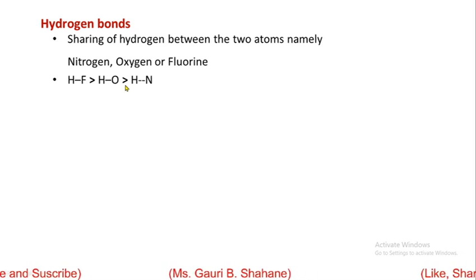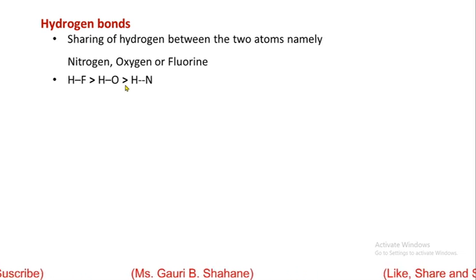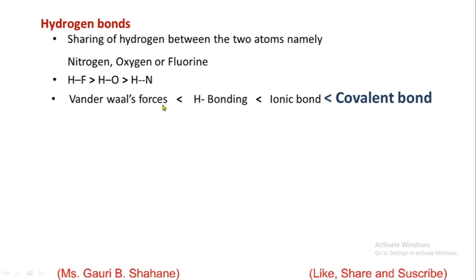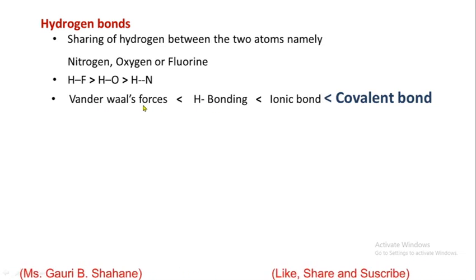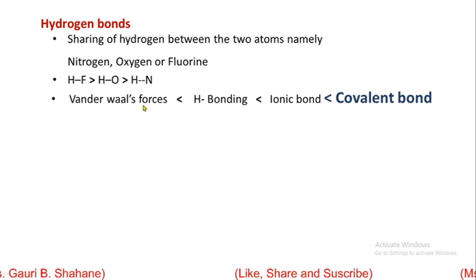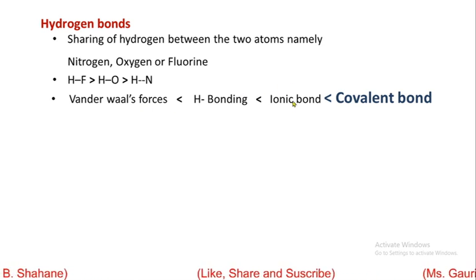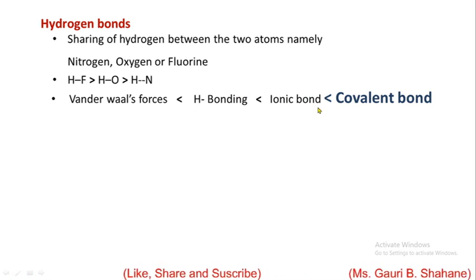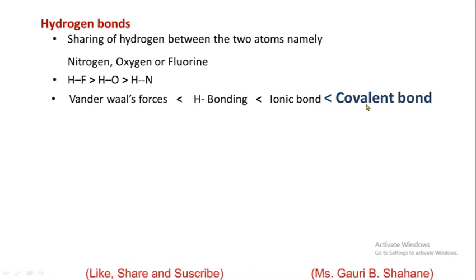If you compare the strength of hydrogen bond with the remaining non-covalent bonds, the hydrogen bond is stronger than van der Waals forces, while the hydrogen bond is weaker than ionic bond. And obviously, all these bonds are weaker than covalent bonds.